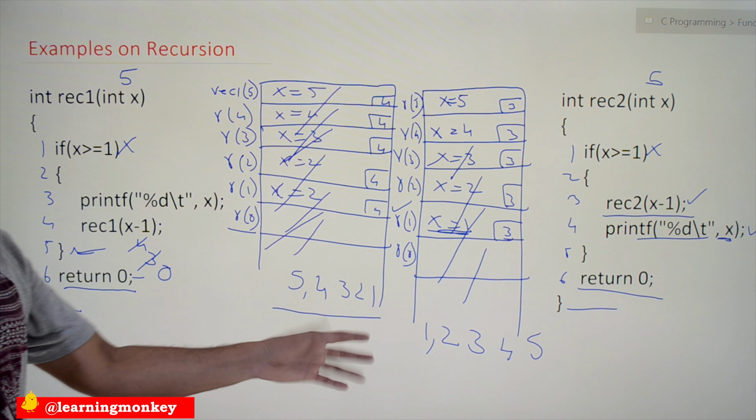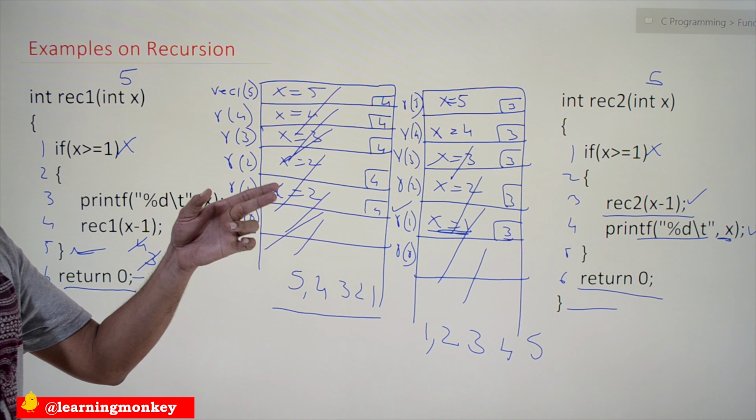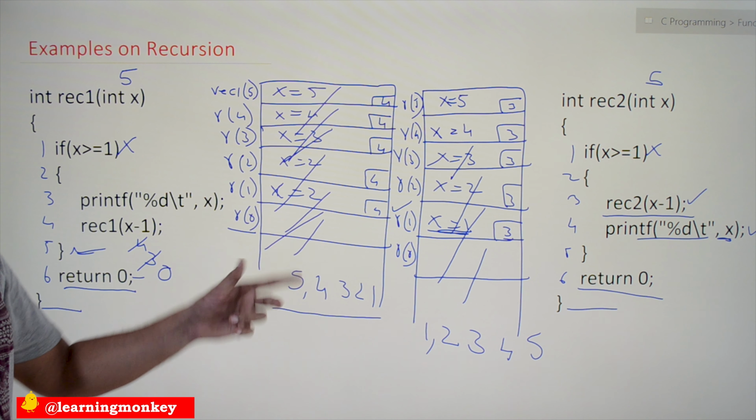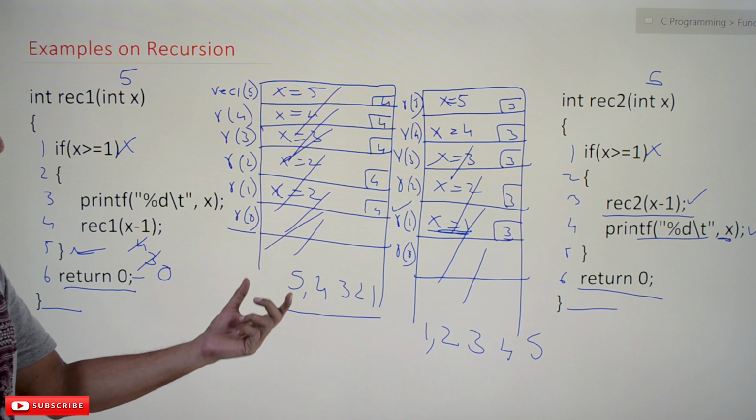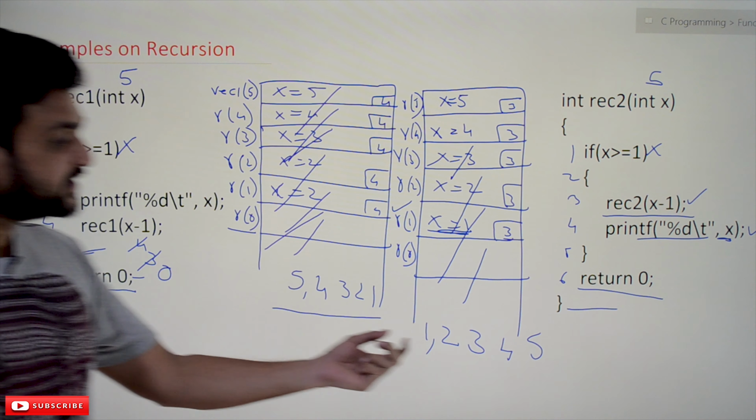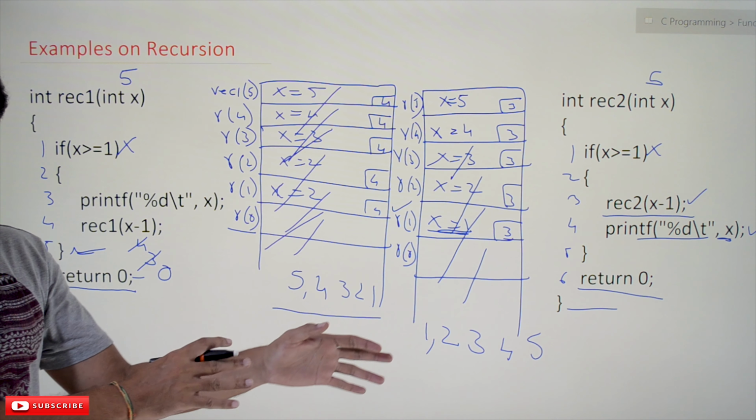See here, what is the difference? With just flipping the statements up and down, the difference is the complete output will be in the reverse order. Here 5, 4, 3, 2, 1 has been printed, and here 1, 2, 3, 4, 5 has been printed.